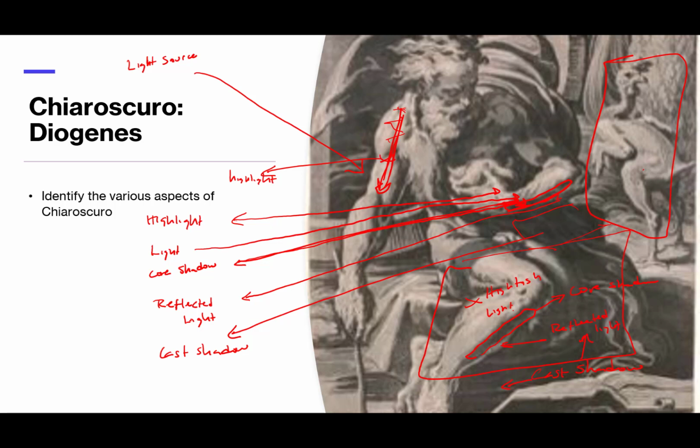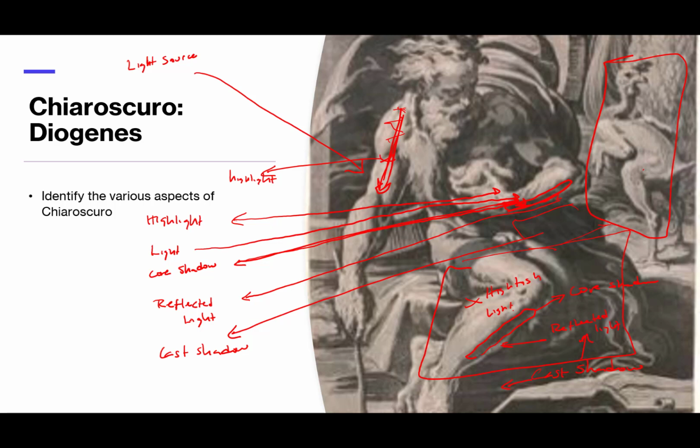So that's the point, right? Look for the things that are obvious and work your way from that point on to be able to identify it. But again, why be able to identify? Because ultimately, the way that he used these different highlight, light, core shadow, reflected light, cast shadow gives us a perspective of a three-dimensional person. Whereas if they didn't properly use these elements, he would not look three-dimensional.